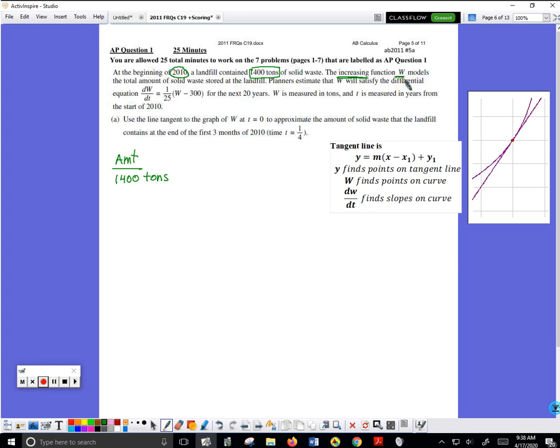Function W models the total amount of solid waste stored in the landfill. Okay, so the amount is W. It is a function of time. Planners estimate that W will satisfy the differential equation. I posted yesterday on Canvas a big full sheet of examples of when differential equations are asked to be solved. So far they haven't asked us to solve that differential equation, they're just giving it to us, but that means that equation is the rate.